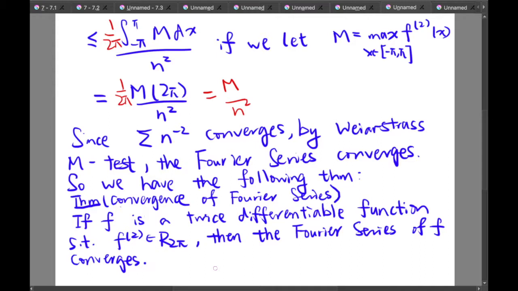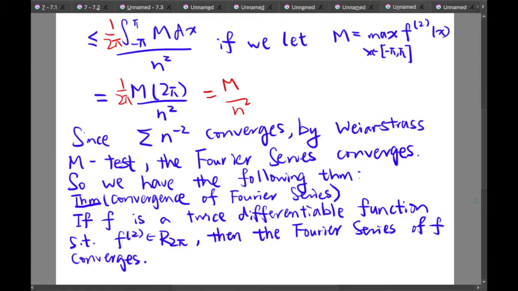In the next video, we will investigate the convergence of the Fourier series of f to the function itself, because sometimes the Fourier series of f may not converge to f itself. We will see some examples in the next video, and we will find out how we can investigate such a problem.